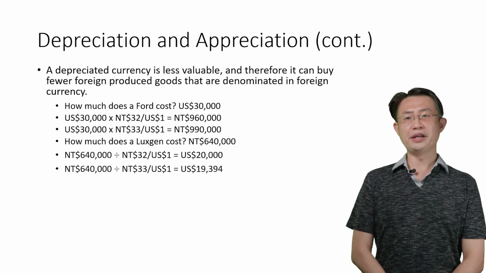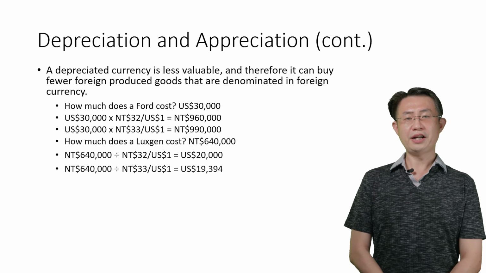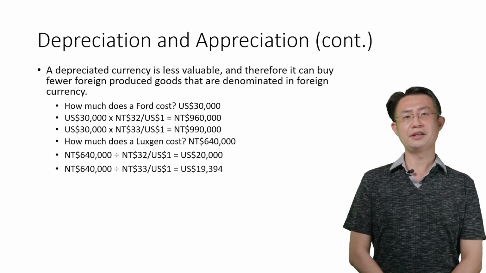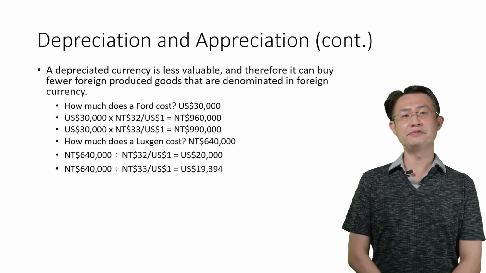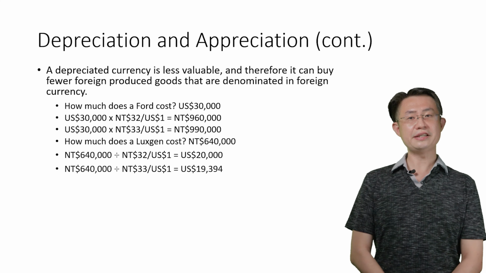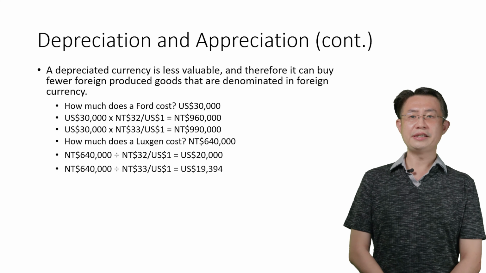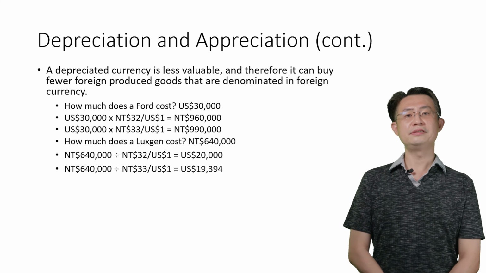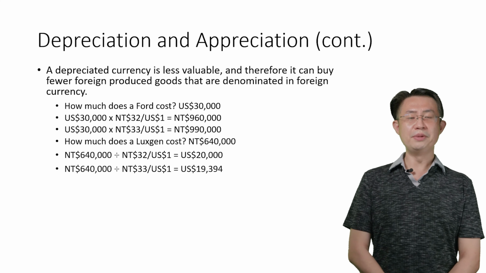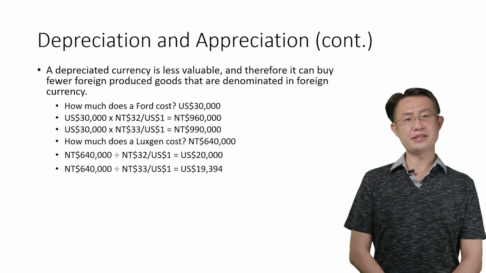So at the current exchange rate, 32, the exchange rate can help us to exchange the Taiwan dollars to US dollars. So Americans want to buy the same luxury SUV. How much do they have to pay? So in this example, as you can see, 640,000 Taiwan dollars equals 20,000 US dollars, right? That means Americans who want to buy the luxury SUV have to spend 20,000 US dollars.